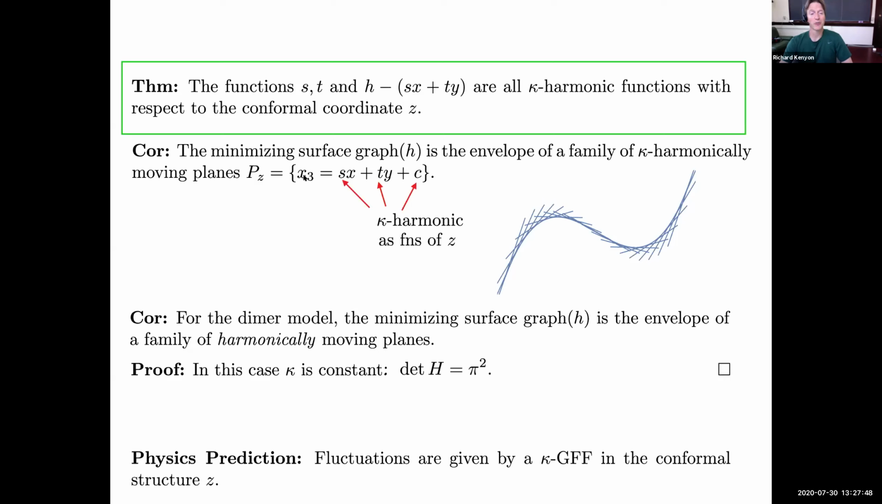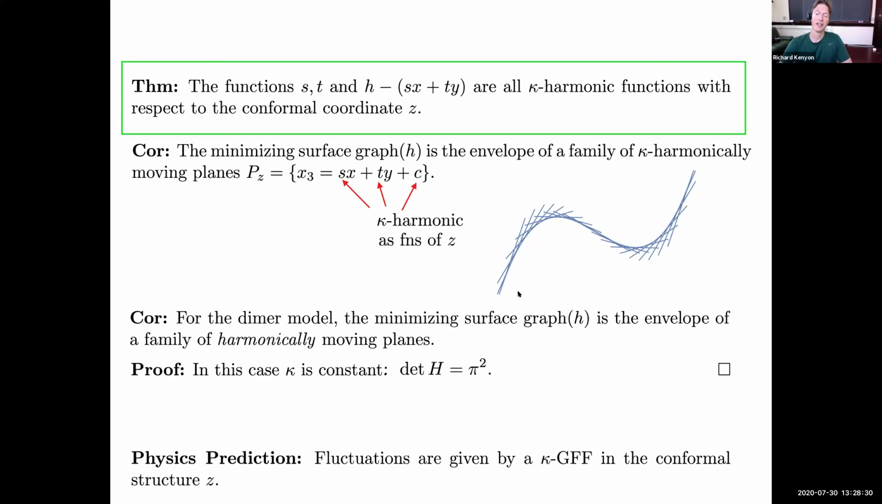And a plane in R3 looks like the third coordinate, x3, equals A x1 plus B x2 plus C, where x1 and x2 I've called x and y. So I apologize for the change in notation. But then the coefficients of the tangent plane are, of course, S, which is the x derivative of H, T, which is the y derivative of H, and C, the intercept, is exactly this third thing here, H minus Sx minus Ty. Okay, so this family of planes has coefficients which are all kappa harmonic functions of Z.